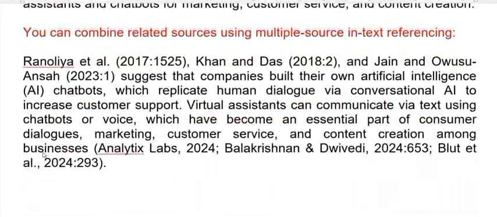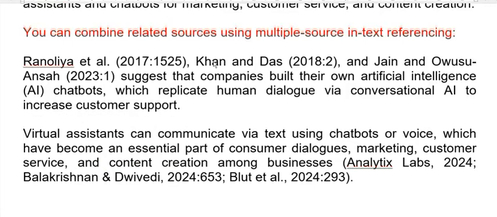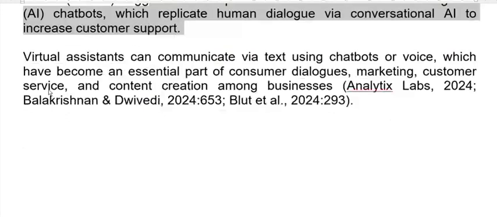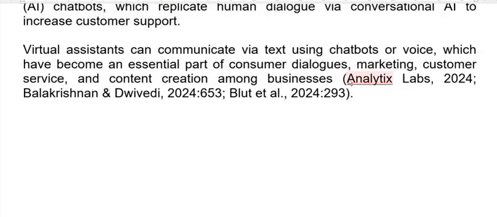You could combine the sentences. So I want to see multiple in-text referencing. If you combine the information, let's just say, you could say Ranaloni, Khan, and John suggest. Take notice, it must be chronological: 2017, 2018, 2023. Like I showed you before, suggest, and you give it all. You combine this information and you wrote this, and you have, say, several at the end: Analytics Labs, Balakrish, and Blunt. You can see they're all in the same year, so therefore it's alphabetical. If you had another source in 2025, then it would be comma 2025, like that.